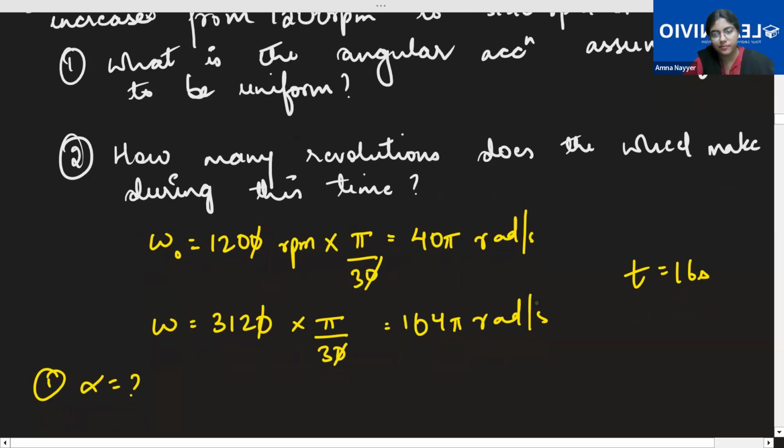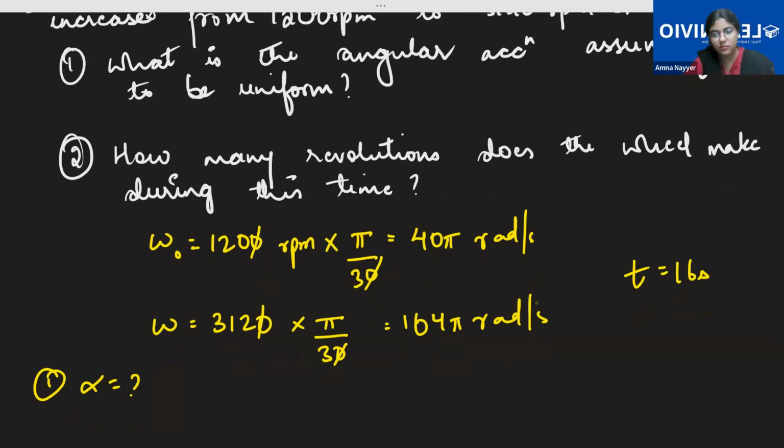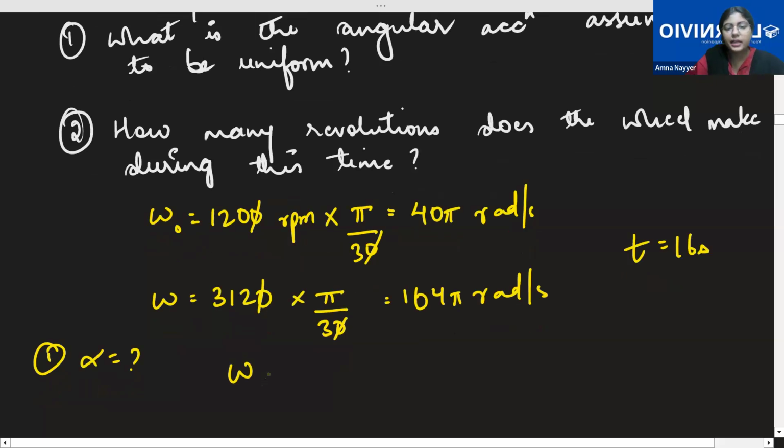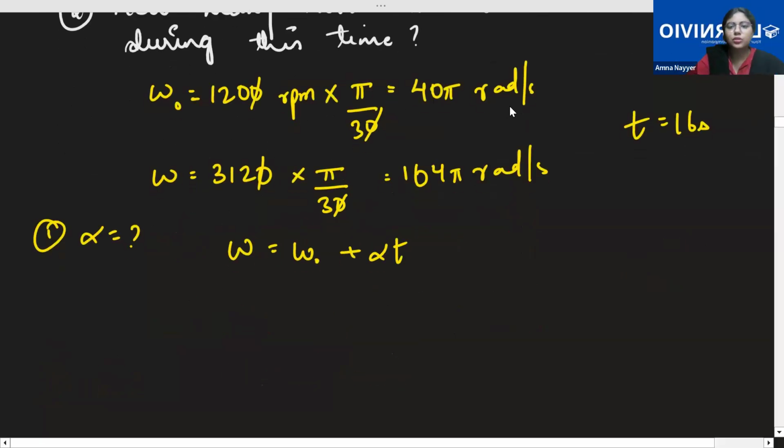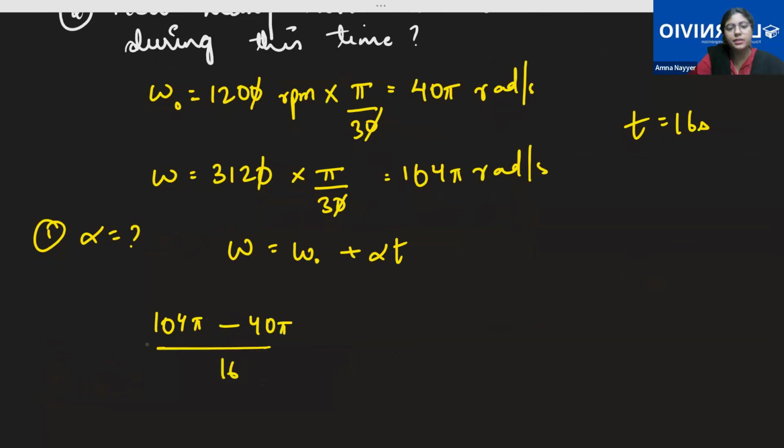Yes, ma'am, it's omega is equal to omega naught plus alpha T. Yes. See, the first equation is sufficient in this. Omega is equal to omega naught plus alpha T. So omega is 104 pi, minus 40 pi, divided by time, which is 16.